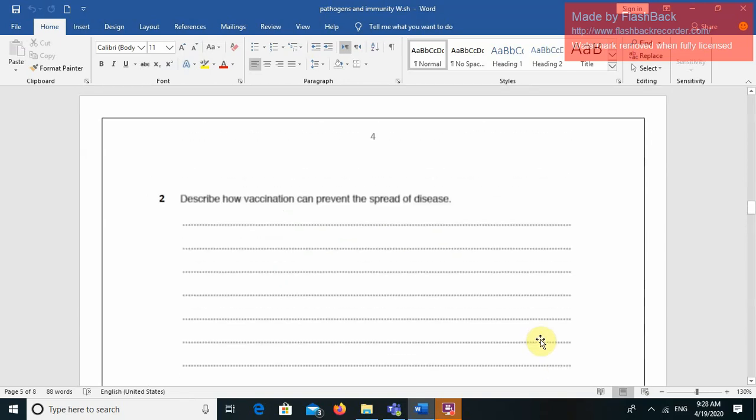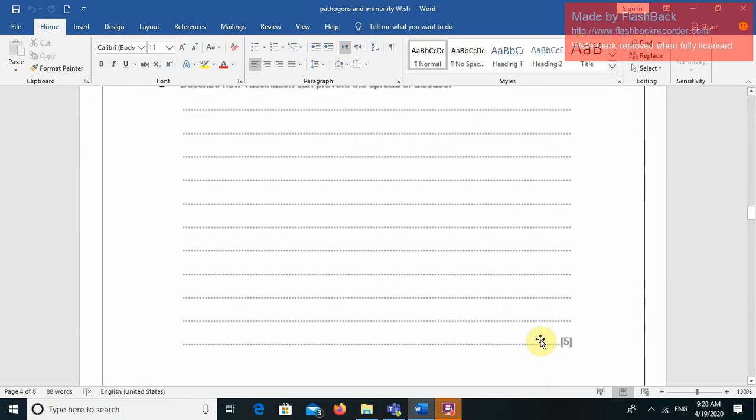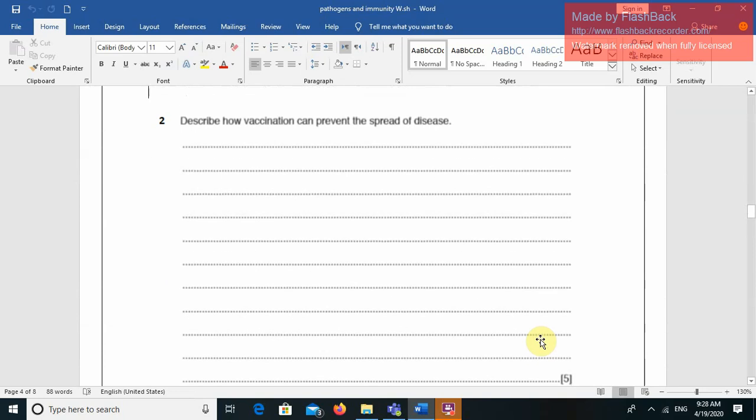Okay. Question 2. It's very important to be able to answer this question fully. As you see, it contains 5 marks. And look for the keywords here. Describe how vaccination can prevent the spread of diseases.